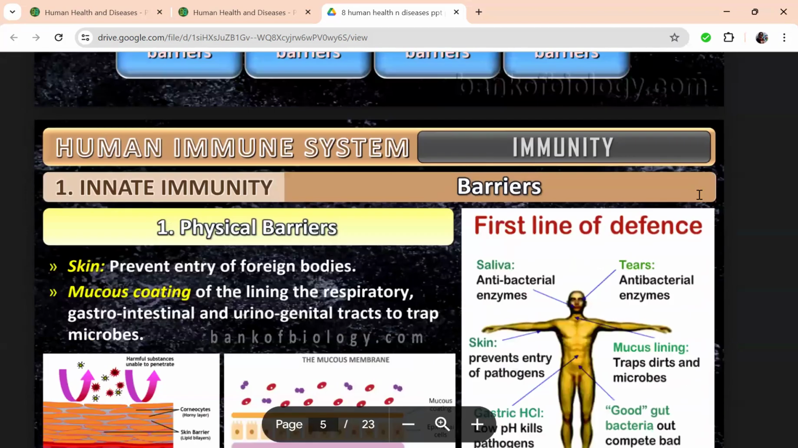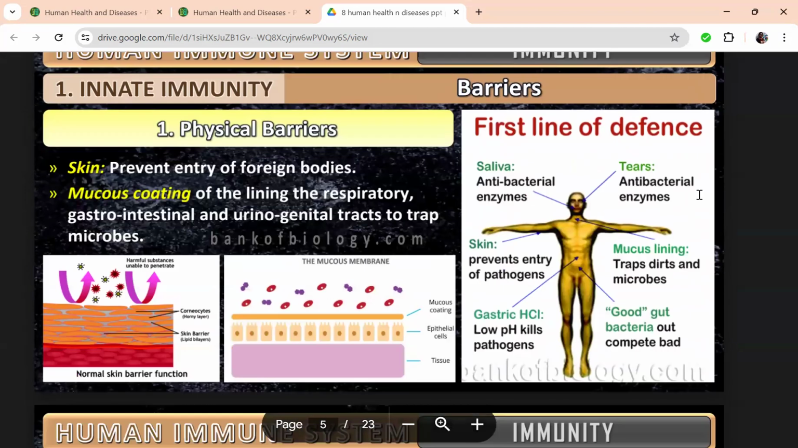Now, if I talk about the physical barrier, this is the first line of defense. Like saliva, tears, skin, mucus linings, gastric hydrochloride, good gut bacteria, all this. So skin provides the first line of defense, wherein it can stop foreign antigens from entering the body. The mucus coating of the lining in the respiratory, gastrointestinal, and urogenital tract traps the microbes.